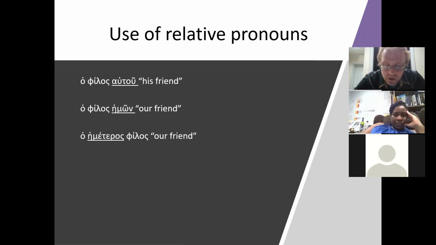But we can also use ho hēmeteros philos, which also means our friend, but where we use a possessive pronoun, hēmeteros, instead of a personal pronoun. So this hēmeteros here is a possessive pronoun, or a possessive adjective, actually. But then you can say basically the same thing also with a personal pronoun by using a personal pronoun in the genitive form.